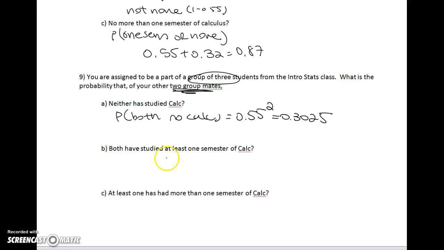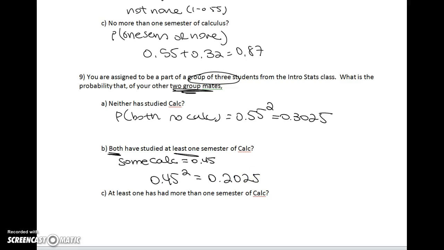What's the probability that both have studied at least 1 semester of calc? This means that both have had some calculus. So both have had some calc. We calculated that above to be 0.45. So at least 1 semester of calc means they've had 1 semester or more. So if both have had at least 1 semester of calc, that would be 0.45 squared, which is 0.2025.